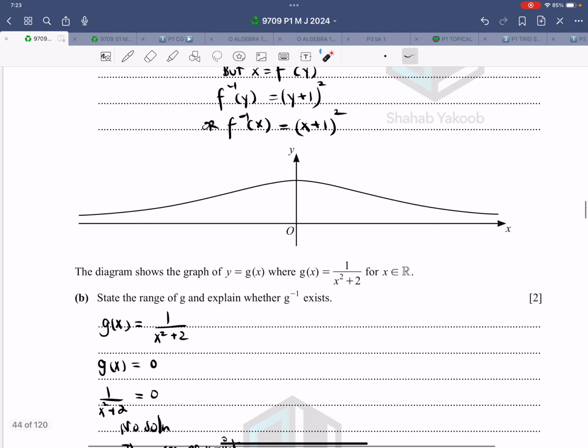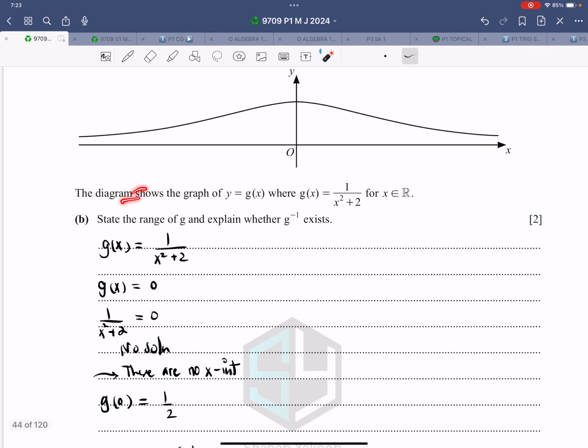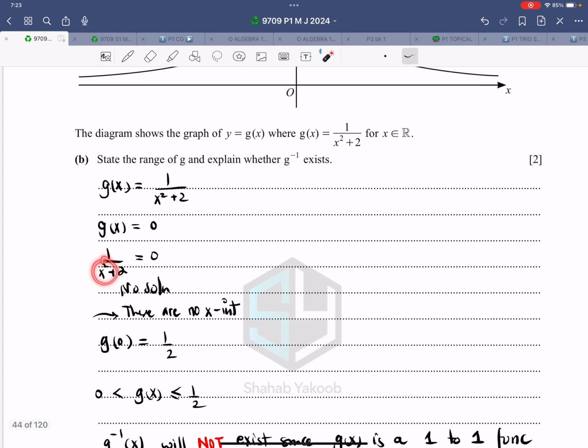That's the first part. The second part, the diagram shows the graph of y is equal to g(x), where g(x) is 1 over x square plus 2. So this is g(x). And then it says state the range of g and explain whether g inverse exists. So x is an element of real numbers. What I do is the first thing, step number 1, g(x) is equal to 0. When I equate it to 0, I get no solution. The x disappears. Therefore, there are no x-intercepts.